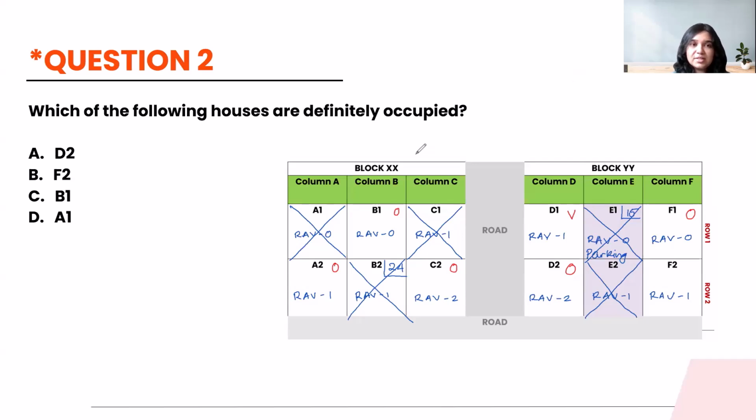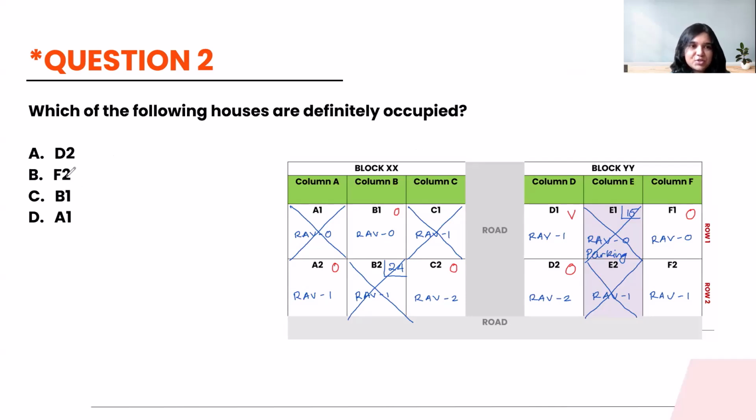The second question is an interesting question because there was an error in the answer key that was submitted by CAT. The question is, which of the following houses are definitely occupied? Now, there are 2 options which are correct in this particular lineup of options. And when an objection was taken that there are 2 answers to this question, CAT did end up correcting their answer key as well.